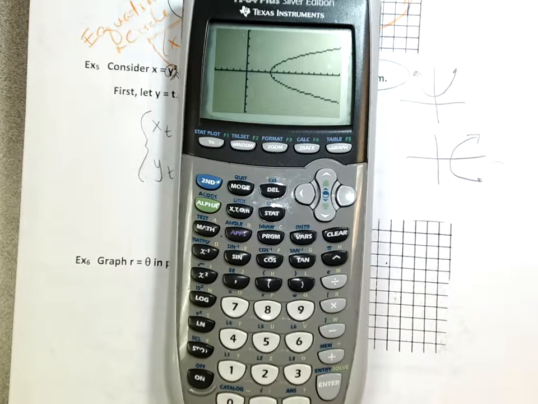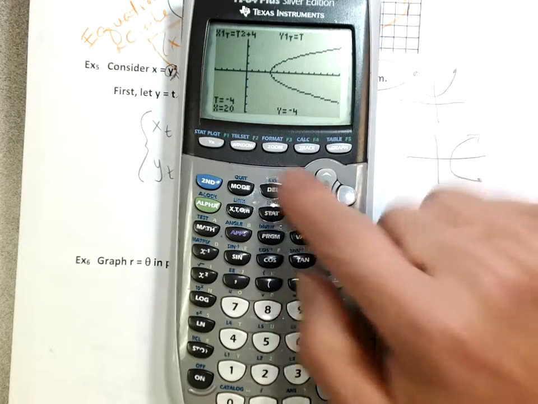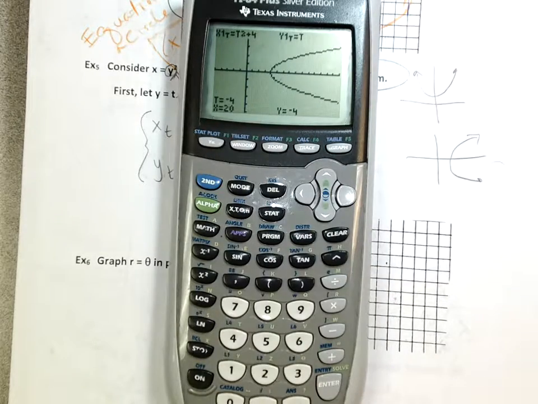And if I want to play around, I can use my trace button to find out where it is at any point. I can tell by this right there that 20 would be as far out as I could go, unless I added more t. If I added more t, I could go further out. All right, now.